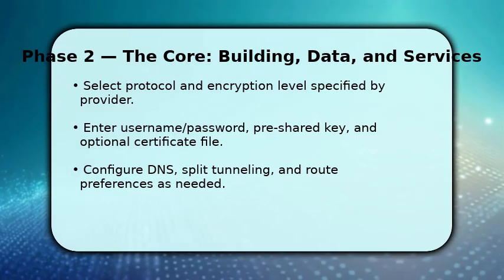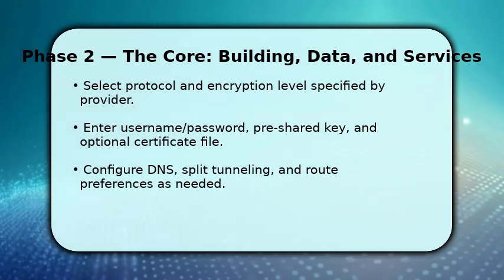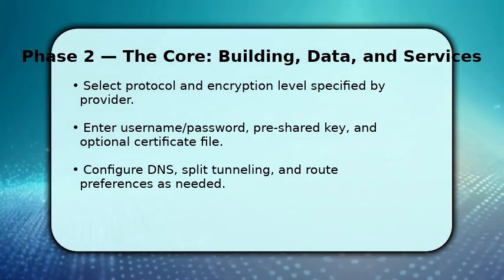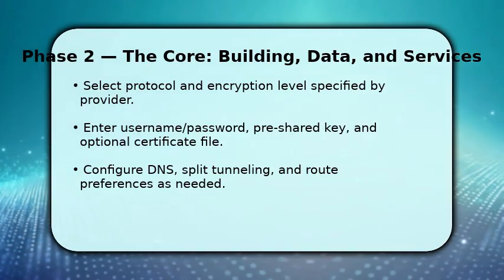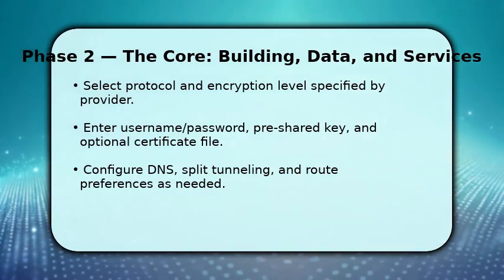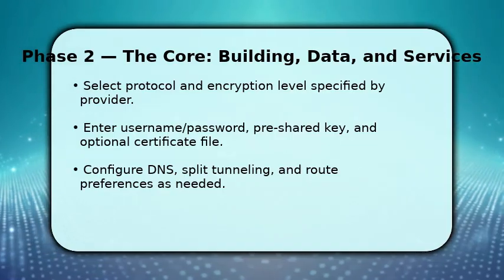Next, choose encryption and DNS options. Use provider DNS for privacy or custom DNS for control. Make sure to enable or disable split tunneling depending on whether you want local traffic outside the tunnel. Once these fields are set, save the profile so you can connect.